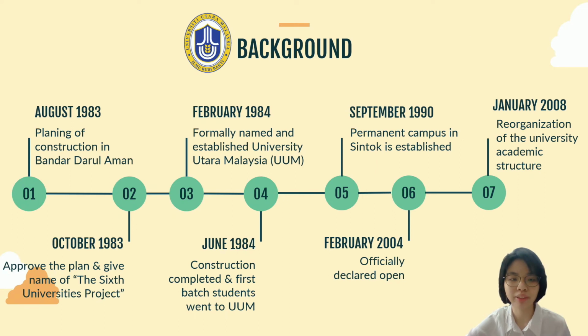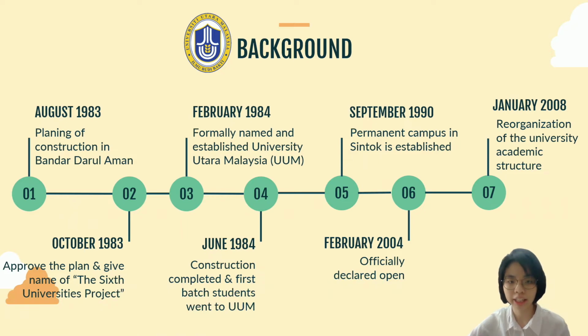Now I will talk about some background of Universiti Utara Malaysia, UUM. In August 1983, the planning of construction in Bandar Darul Aman started. After a few months, they approved the plan and gave it the name of the Sixth University Project. In February 1984, Universiti Utara Malaysia was formally named and established. In June 1984, the construction was completed and the first batch of students went to UUM.